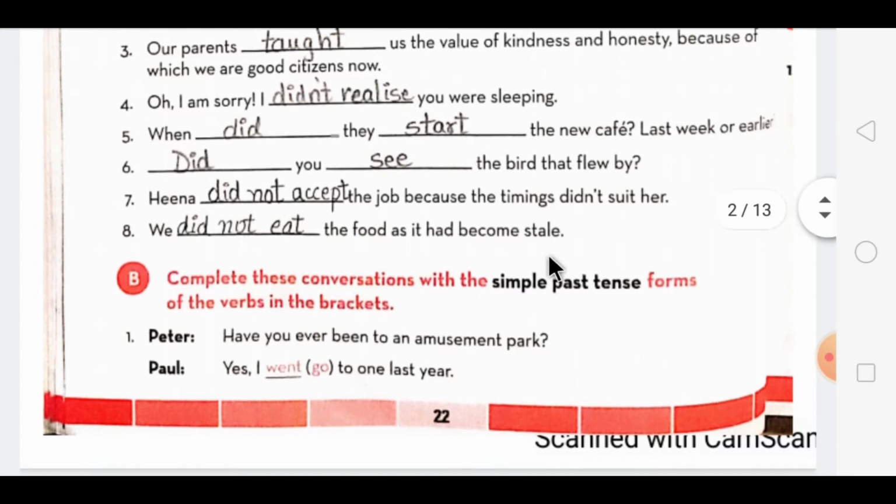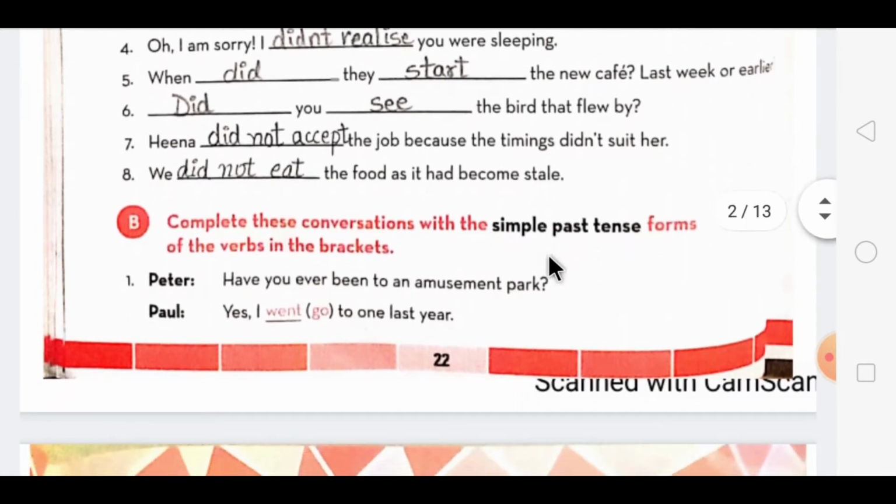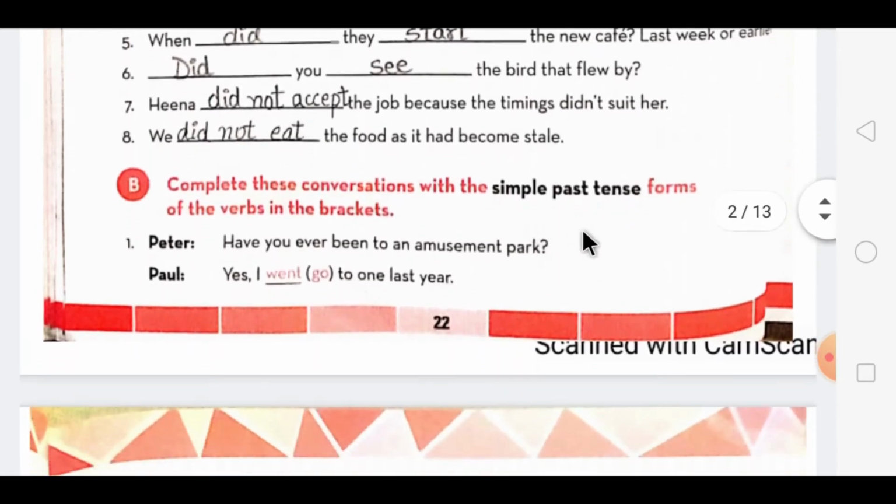Now dear students, in the next exercise also you have to use the simple past tense form of the verbs which are given in the bracket. The first one is a conversation which is going on, in that you have to use the simple past tense. Peter says, have you ever been to an amusement park? He is asking a question. So Paul replies, yes, I went to one last year. The V2 form of go will be went.